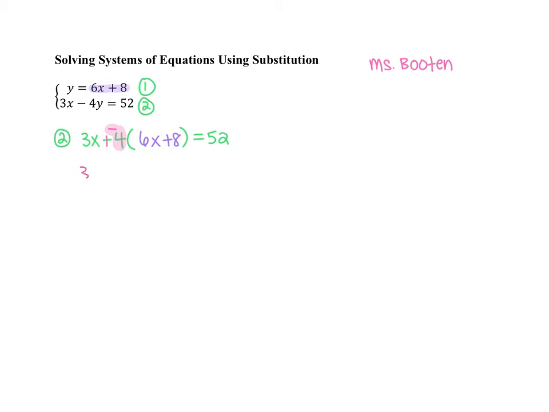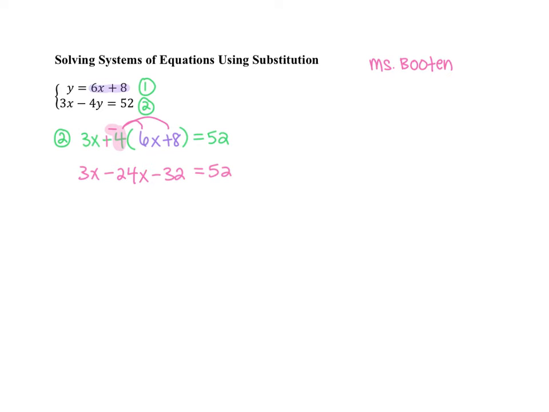For our next step, I'm just going to bring down the 3x because nothing changes with that. Then negative 4 times 6x is negative 24x. You can write that as adding a negative 24x or just minus a positive 24x. Subtracting a positive is the same thing as adding a negative, so either way you write it is fine. I just like to write it as subtracting a positive. Now negative 4 times 8 is negative 32, so I'm going to write that as subtracting a positive 32, and then write the rest of the equation, equals 52.